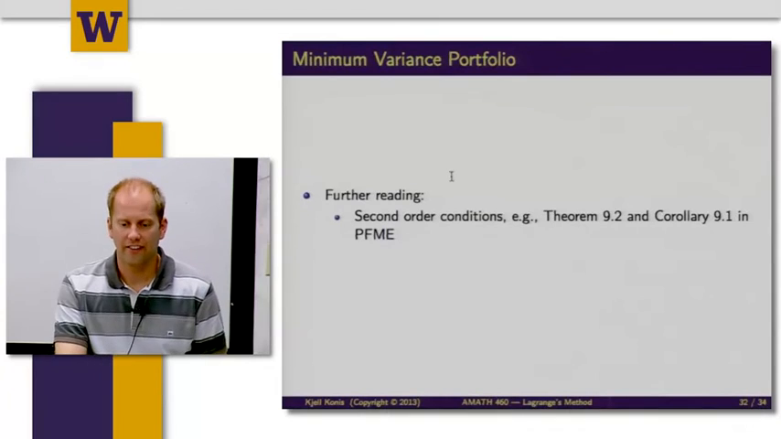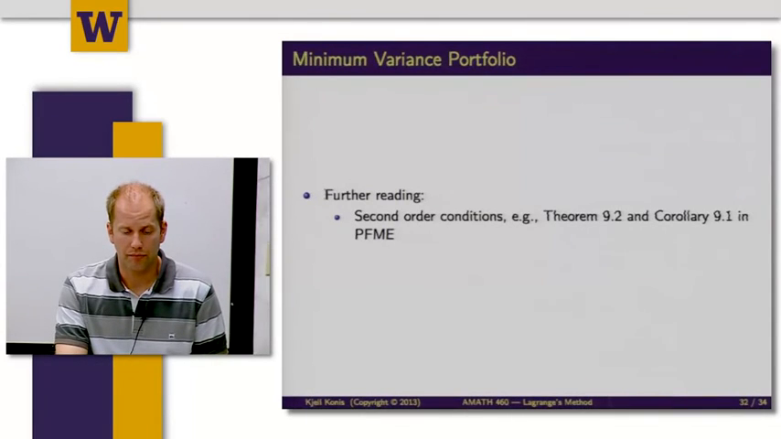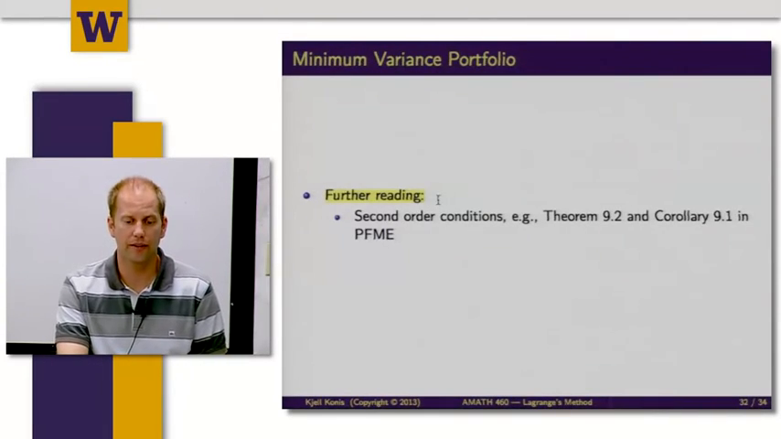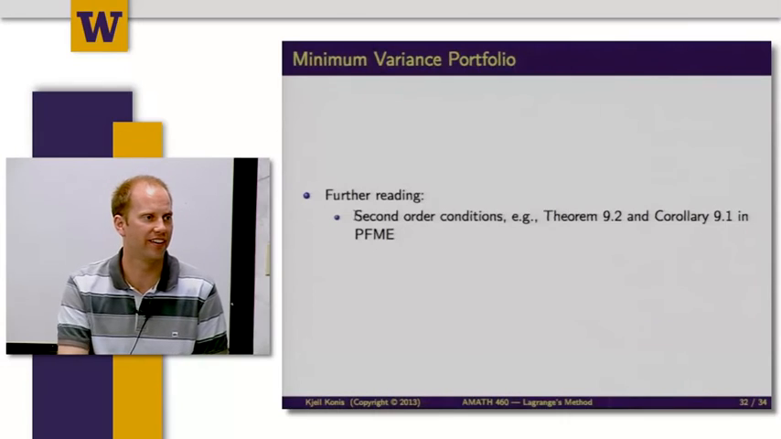And so that's it for the lecture today. There's still one more quiz, but I just wanted to mention some further reading. There is also a reasonably complicated second-order condition for whether a point you find using Lagrange multipliers is a maximum or a minimum. And that's described in the course textbook, Theorem 9.2 and Corollary 9.1.